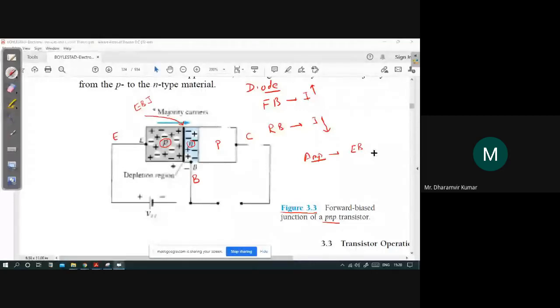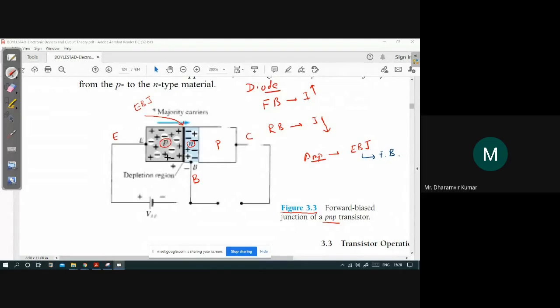For amplification purpose, what should be the biasing of the emitter base junction? We will use the forward active mode, or the active mode. For active mode, the emitter base junction should be forward biased.